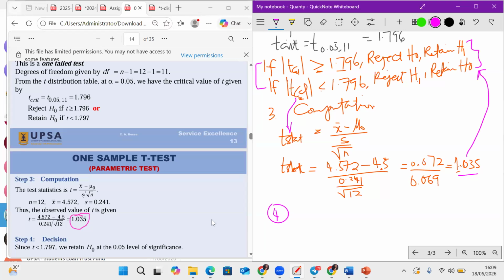So we will say decision. This decision will be guided by the decision rule in step 3. So we'll say that as the T start is, what is the T start? 1.035. Okay. Is it more or less than 1.796? It's less than 1.796. So the decision rules, which one of them are we going for? Is it the first one or the second one? The second one, because the T start is 1.035.